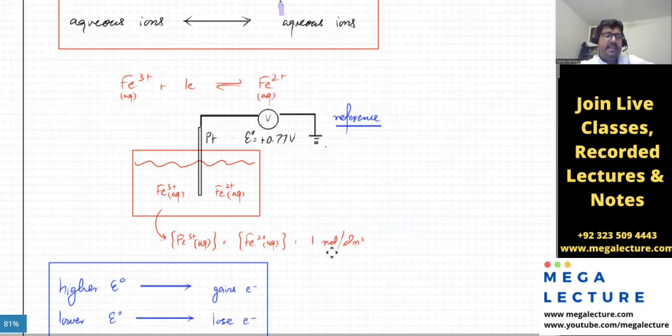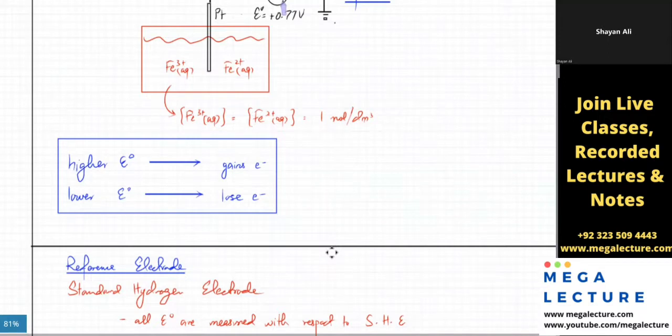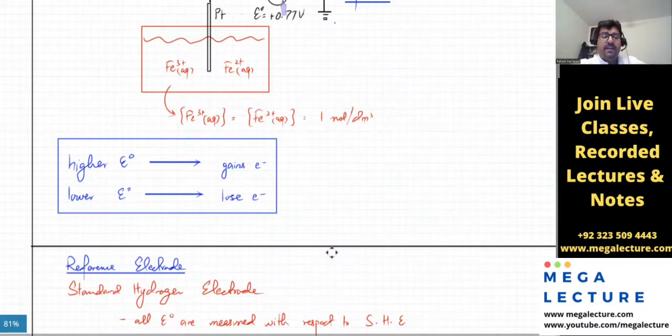So that was the basic idea, higher E naught, okay? So remember, it's not positive or negative. It's not the value. It's the relative value. It's whether it's higher or whether it's lower. Okay? That would indicate whether it likes to gain electrons or whether it likes to lose electrons. You have to do that in comparison to something.